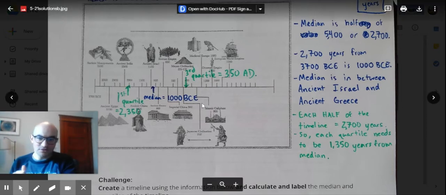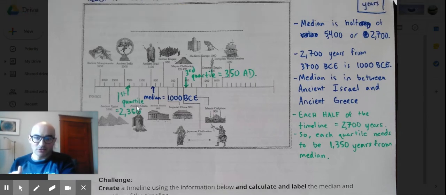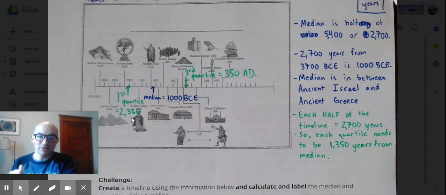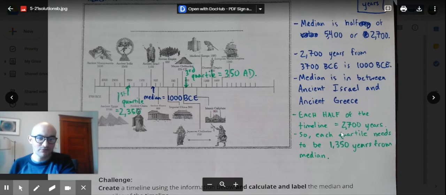So I just subtract 3,700 minus 1,350, and I get 2,350, or the first quartile is 2,350 BCE, which seems like it's right in between ancient India, and the next mark seems to be ancient China. So you can see it right there. I marked it pretty close to 2,300 because it's just 2,350.